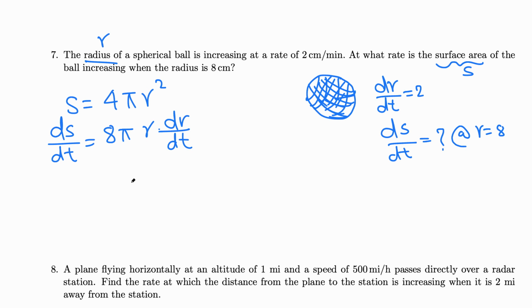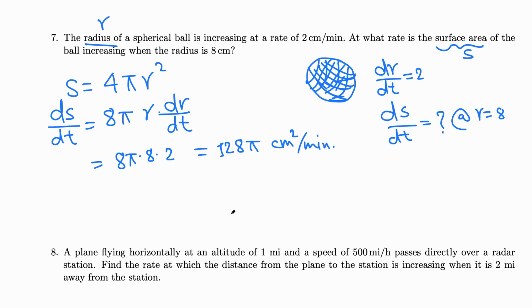Now plug in the given and find the unknown. So ds over dt is what? So 8 pi, r is 8, dr over dt is 2. So that's 8 times 8, 64 times 2, 128 pi. So don't go for decimals, this is it. 128 pi. So surface area, centimeter means centimeter squared per minute.